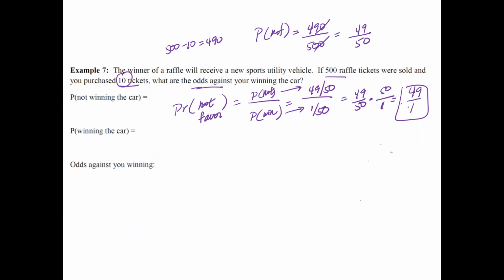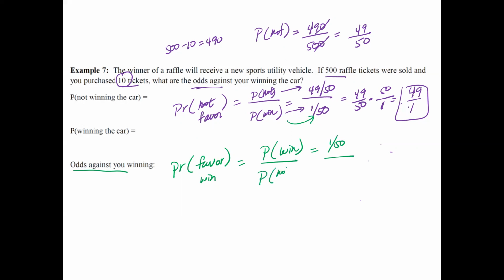Yeah. So the next one is essentially saying, what are the odds of you winning? So that's the probability of you winning, so it will be in favor of you winning. And that's going to be the probability of you winning, which I found out is 1 out of 50, divided by the probability of you not winning, which is right here. So 1 out of 50 times 50 over 49, which is 1 out of 49.